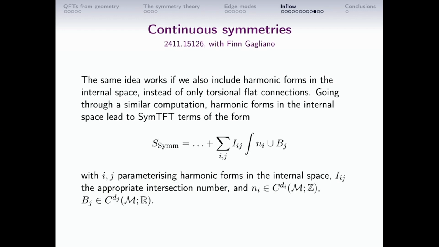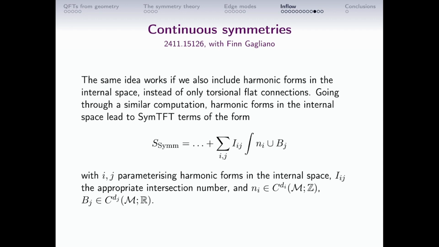Let me, in the last, 4 minutes? 5 minutes? Yeah. Okay, in the last couple of minutes, really, I'm going to discuss briefly the recent paper with Finn. And it's about continuous symmetries. So let me just sketch the calculation. The philosophy is exactly the same. So we want to understand how continuous symmetries appear in the SymTFT. And you can do the same thing.